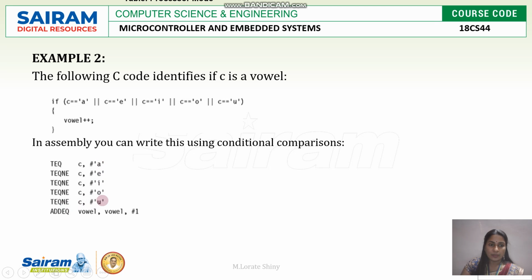If anything is equal, then the condition is TEQNE. If both are not equal, only then this instruction will be executed, otherwise it will be skipped. So the next is also skipped, the next also, and the next also. If anything is equal, then we execute ADDEQ. In ADDEQ we are incrementing the vowel count: vowel, vowel, #1.